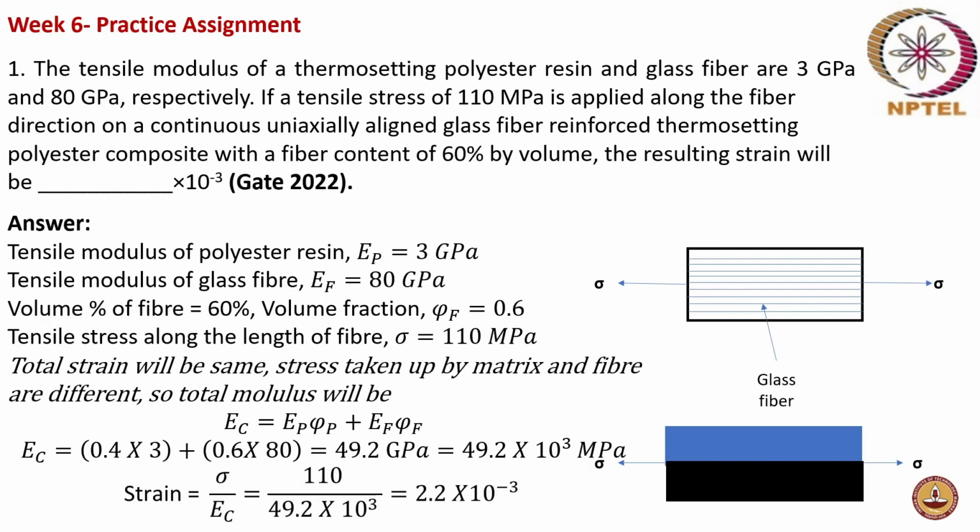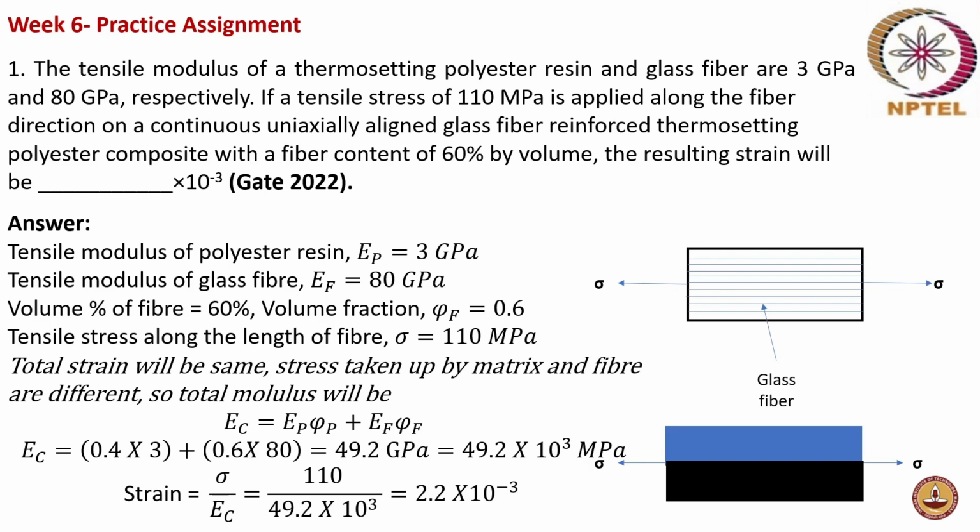Hooke's law we are going to apply. So the strain is sigma by the total modulus of the composite, which is nothing but 110 by 49.2 into 10 power 3. You will end up with 2.2 into 10 power minus 3. That is the total strain taken up by the composite. And the individual strain is also equal. That is, the glass fiber will also get extended by 2.23 into 10 power minus 3.